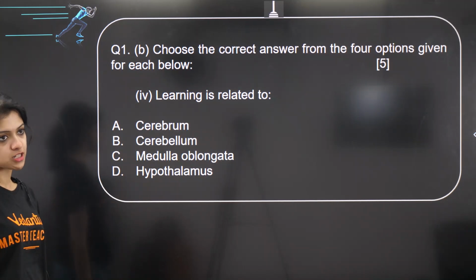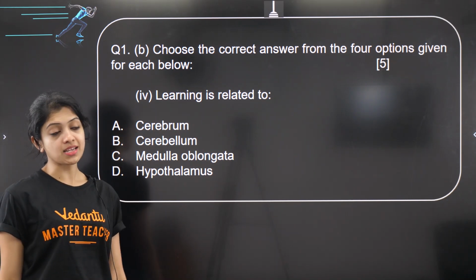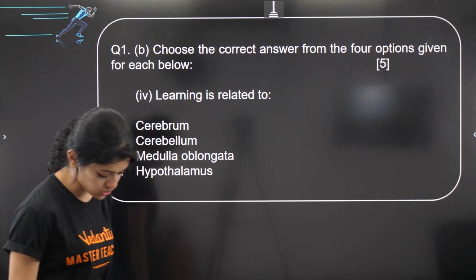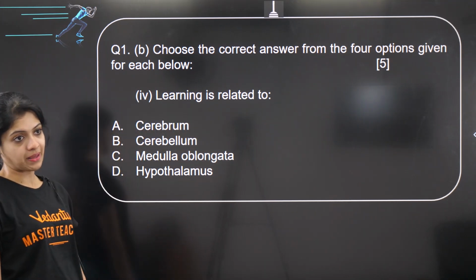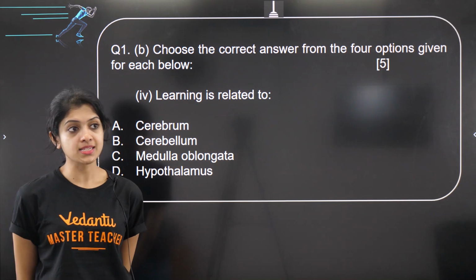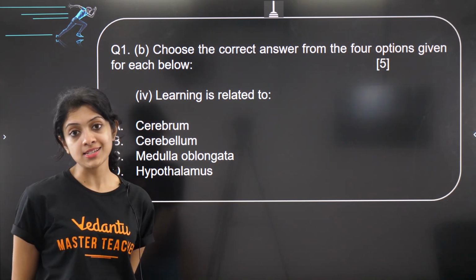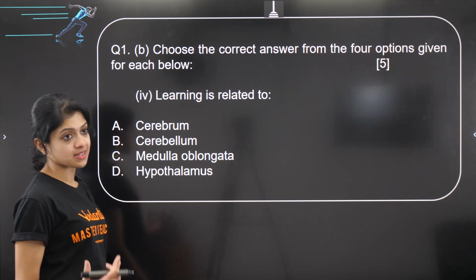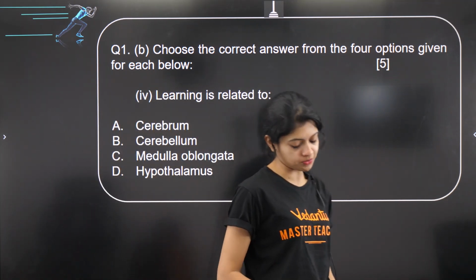Let's look at the next multiple choice. Choose the correct answer again from something that's related to the brain, the parts of your brain. Cerebrum, cerebellum, medulla, hypothalamus. What do you think learning is related to? Which of these parts has learning as an important function?